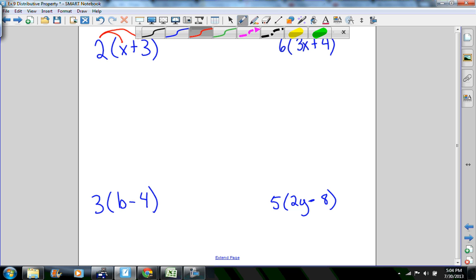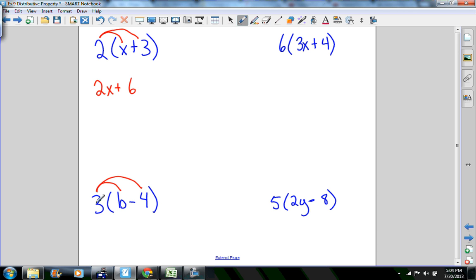So the distributive property says we do 2 times x, which is 2x, and then 2 times 3, which is 6. And since there was a plus sign in the middle, we're going to keep it right there, and we get 2x plus 6. Down here is the same idea. 3 times b is 3b. 3 times 4 is 12. And the symbol in the middle is going to be a subtraction sign, because that's what we had before.